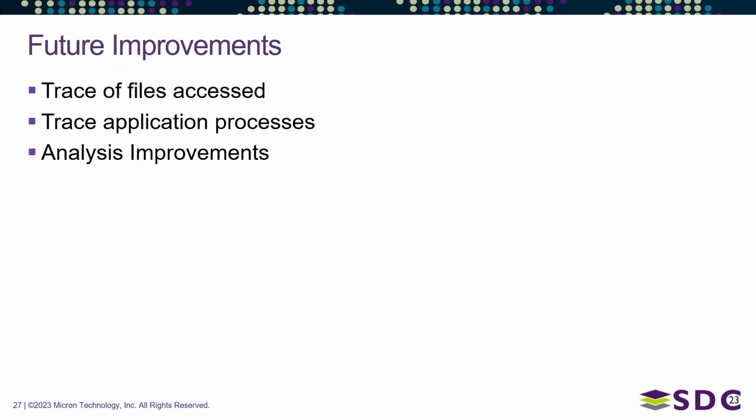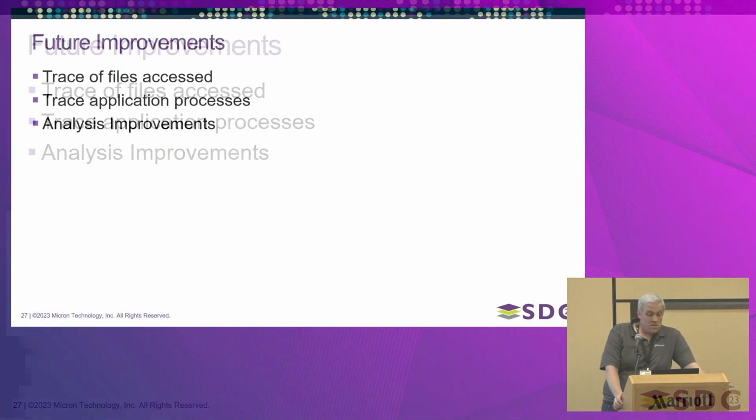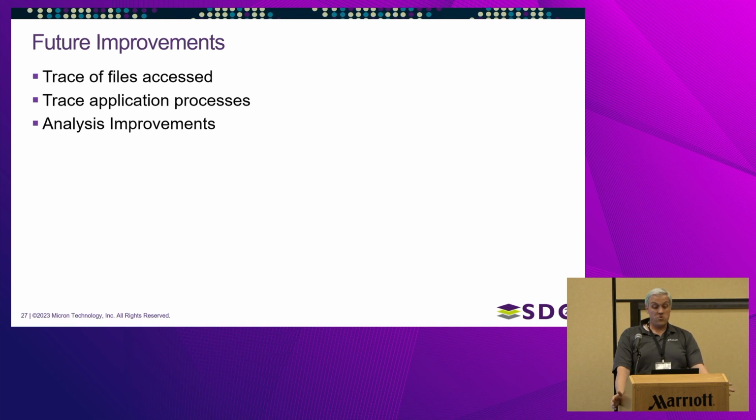There are some things we would like to do in this version and in other versions of the tool. We would like to trace the exact file that's accessed by a transaction, and then trace the application processes and improve the analysis. And also trace all the way up to the application down to what's happening on the drive. That way you just get a full picture of what the application's doing.